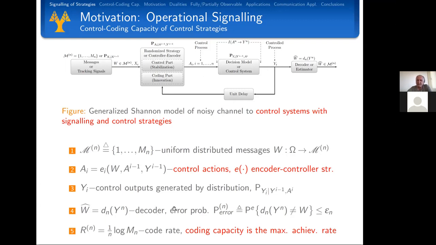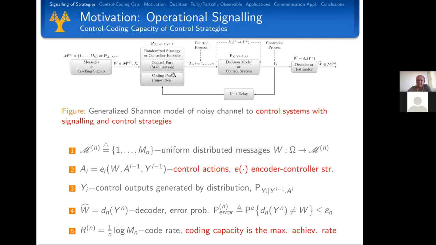Of course, there is a decoder in Shannon's model, and then one defines the probability of error of decoding W by W hat, and one wishes to have a coding rate which is as large as possible when the block length is sufficiently large. That means to find the supremum of all achievable rates for which there exists an encoder and a decoder. This is the classical problem of Shannon.